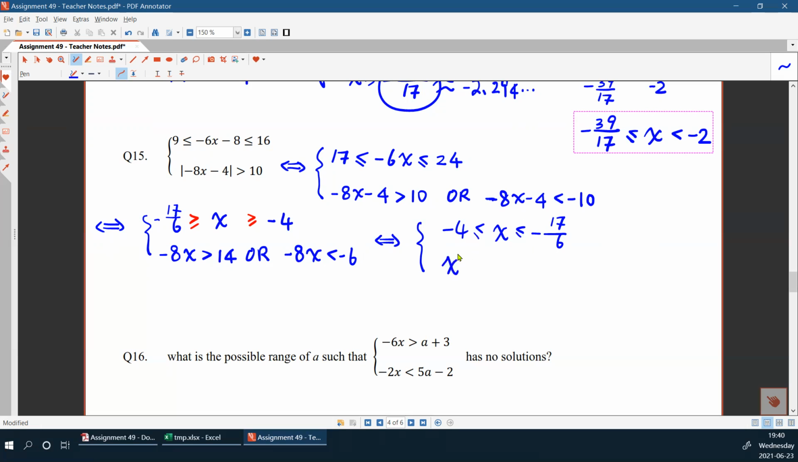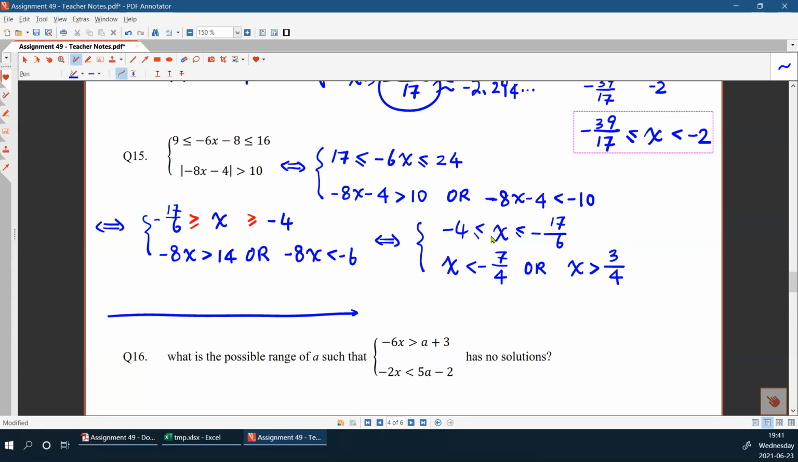Next, x can be smaller than 7/4. Sorry, this should be negative. Negative 7/4. Or x can also be larger than 3/4, right? Okay, then we need to see if we can combine these two solutions.